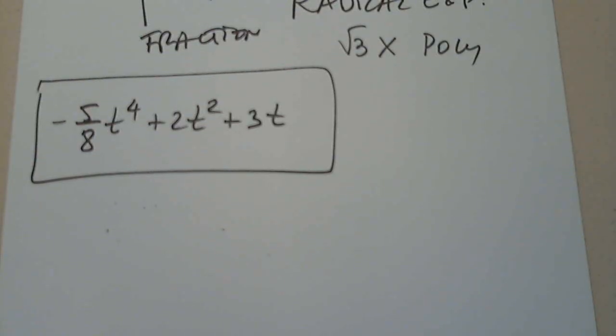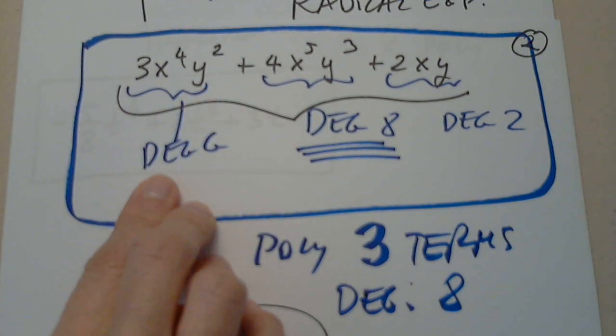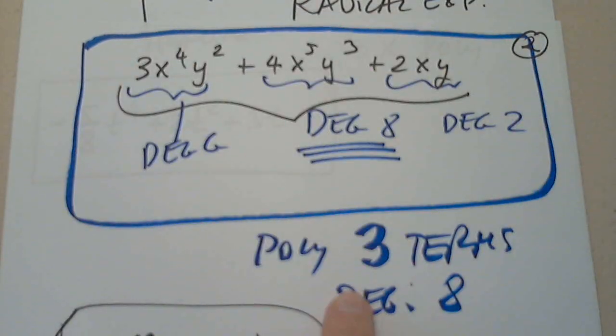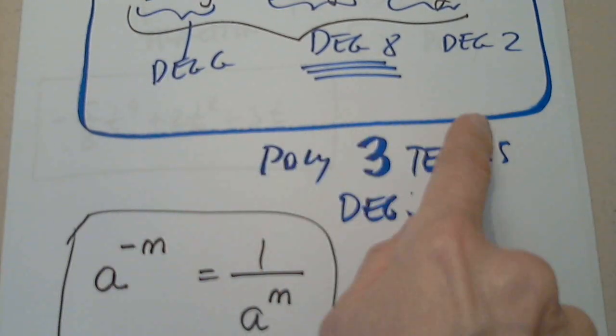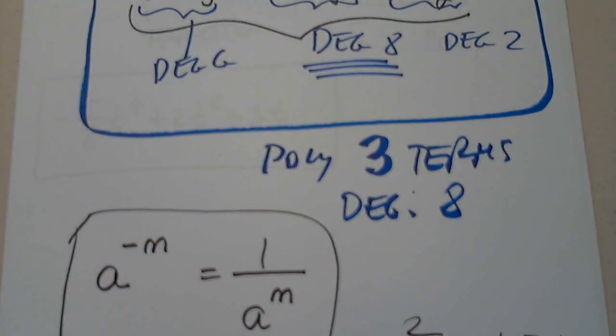I have a question about the last question. How is the degree 6? I'm just confused on that one. Okay. There's two variables. The degree of this monomial is 6. The degree of this monomial is 8. The degree of this monomial is 2. I have to choose the highest. So it's a polynomial with 3 terms, and I have to choose the highest degree. I'm not allowed to add. I'm only allowed to add powers inside of a monomial, but then I have to choose the largest. Okay. Thank you.